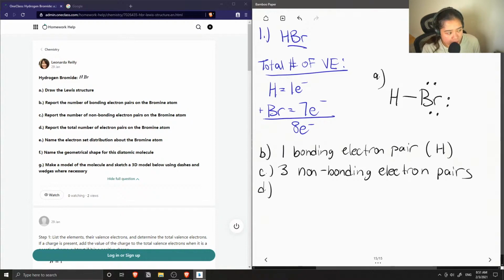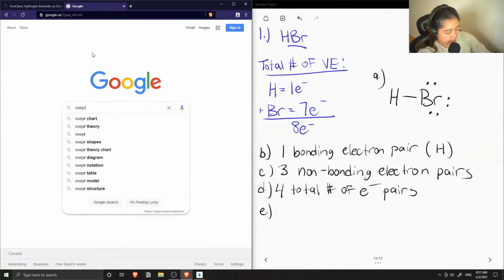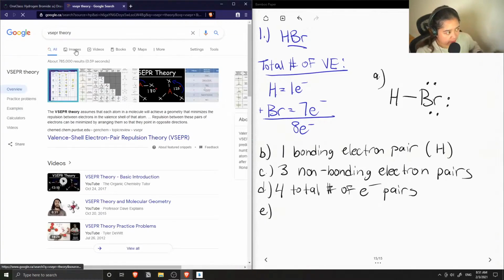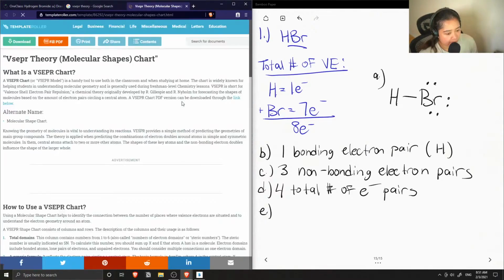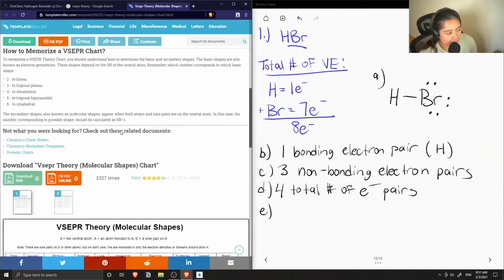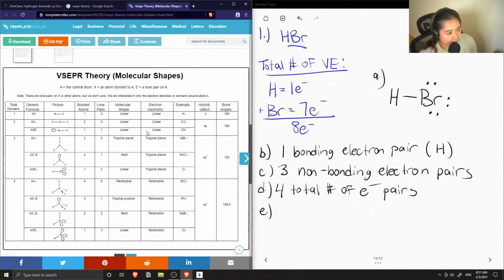D is to report the total number of electron pairs. So we have 4 if we add those 2 together. And E says to name the electron set distribution about the bromine atom. So one way we can do this is to look at a VSEPR theory chart. Since we know the number of bonding electron pairs and non-bonding electron pairs on our molecule, a VSEPR theory chart can tell us the molecular shape it is expected to have.